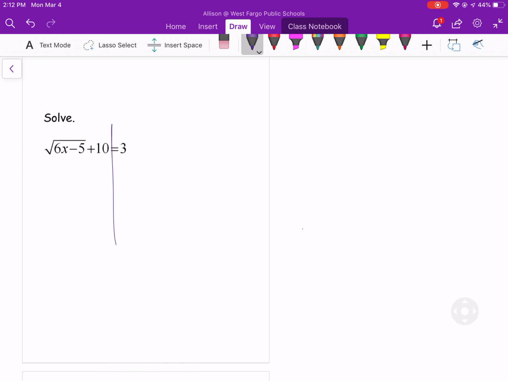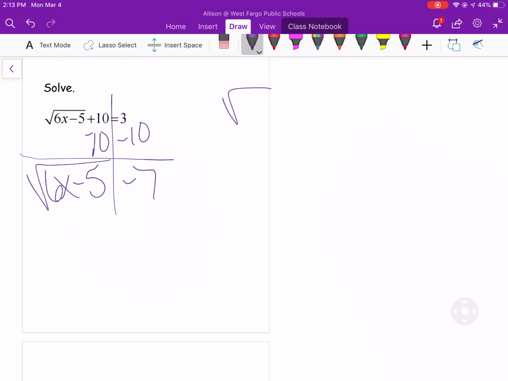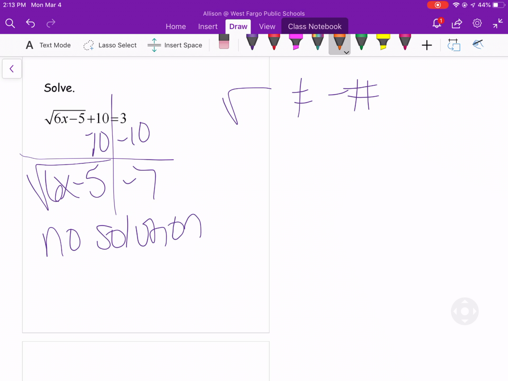So here's another example here. You can see what happens. So isolate the square root, so subtract 10. Square root, we get 6x minus 5 equals negative 7. Well, I just told you a square root cannot equal a negative number. So right here, I know that we have no solution. But we can continue solving it and see what happens.